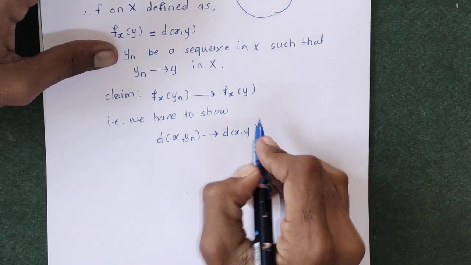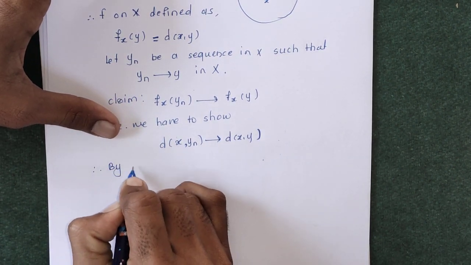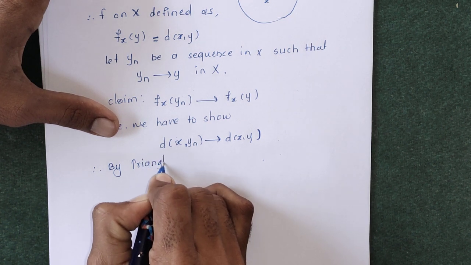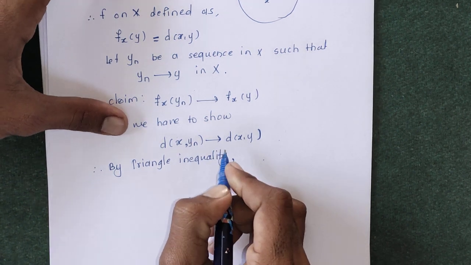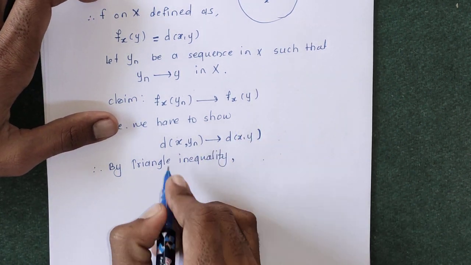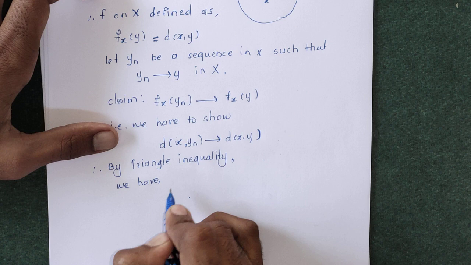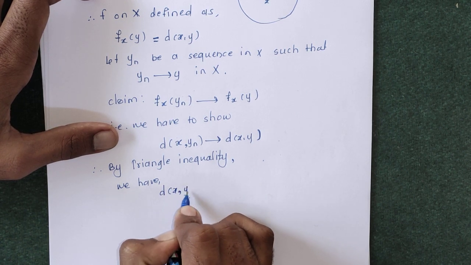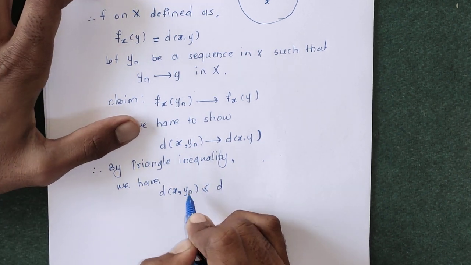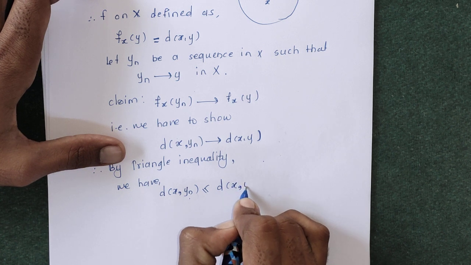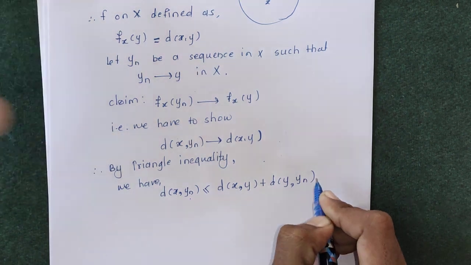All of this is happening in a metric space, so we can use the triangle inequality. Therefore, by the triangle inequality of d, we have that the distance between x and y_n is less than or equal to the distance between x and y plus the distance between y and y_n.